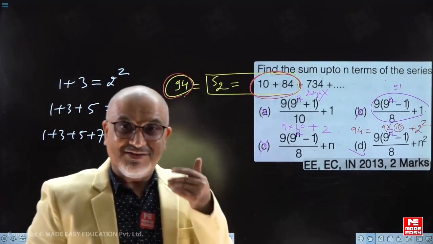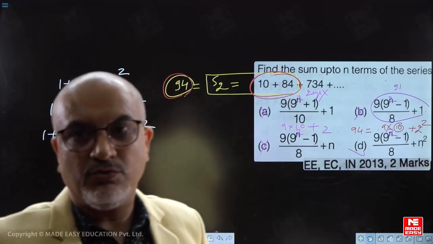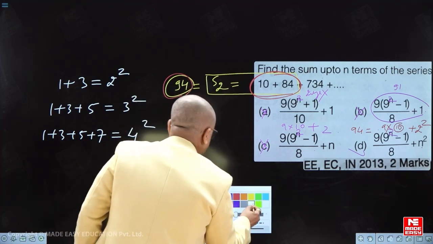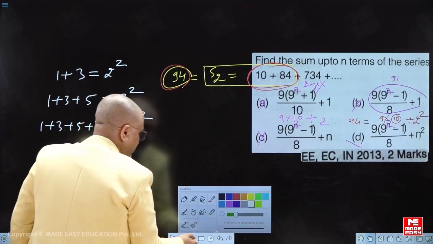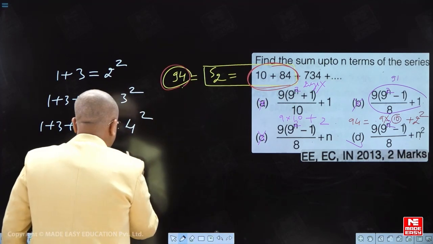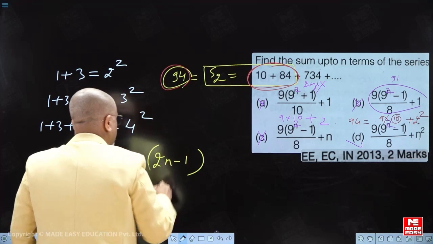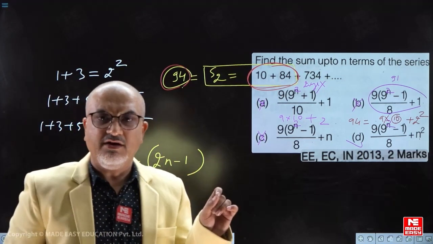Try to understand through one problem. I'm trying to give you multiple concepts. Let's see what is happening here. The general acceptable term Tn for odd numbers is 2n minus 1. If we put n equal to 1, we are going to get 1.